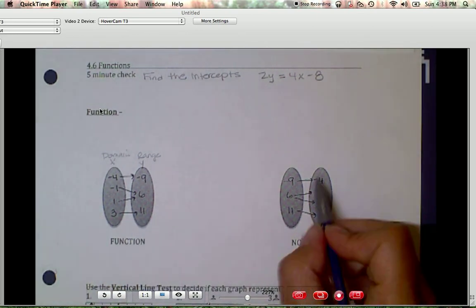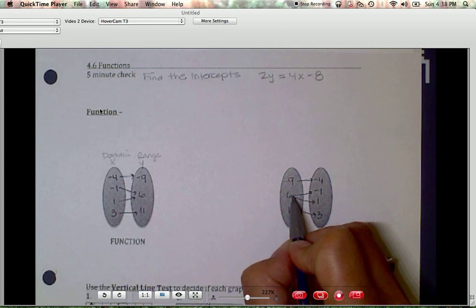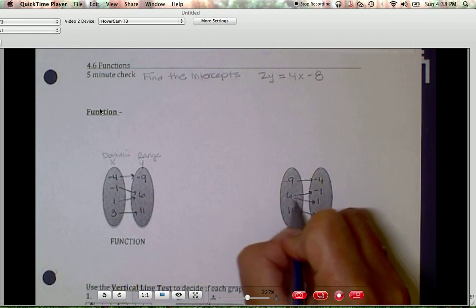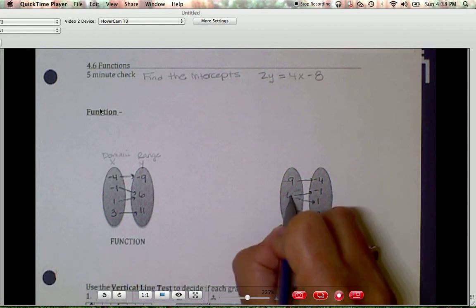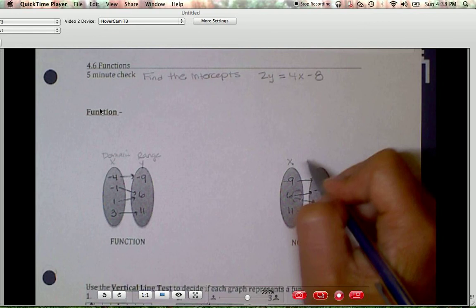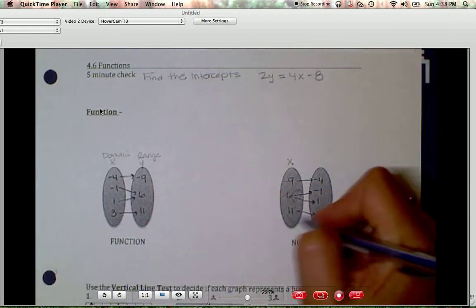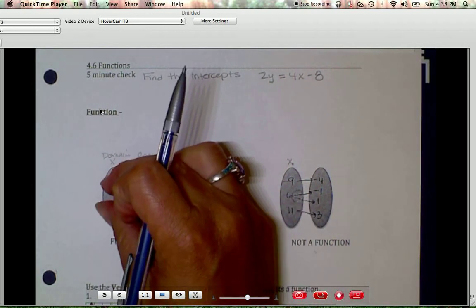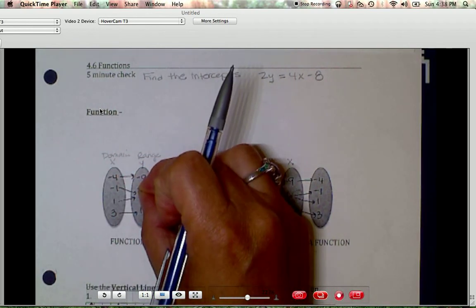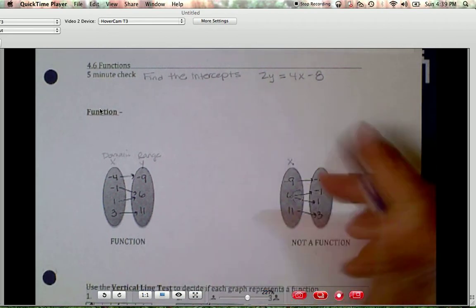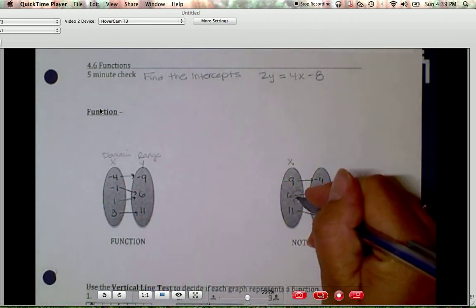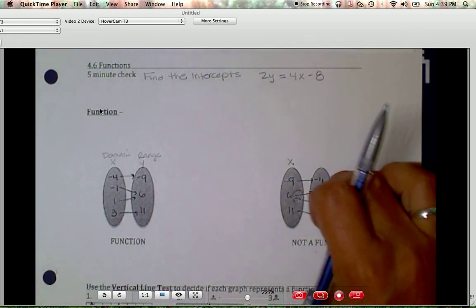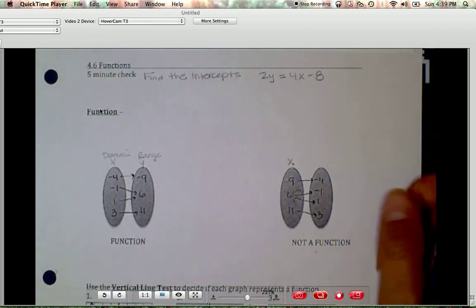Look at this one. -9 is paired with -4, but 6 is paired with -1 and 1. And 11 is paired with 3. So right here, where you see two arrows coming out of the domain value, or the x value, that is what makes it not a function. So a function can have two x values that point to the same y value, but you can't have two y values coming out of the same x value. So when you see an x that repeats with two different values, that is what makes it not a function.